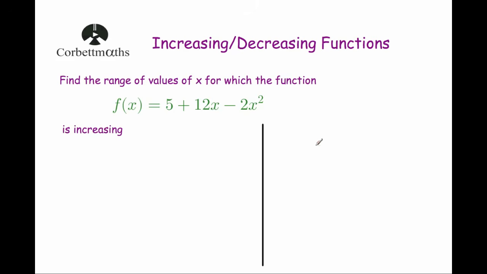The second approach is considering that dy by dx is positive, that the gradient is positive for an increasing function. So we'll just differentiate it and solve that inequality. First of all, let's consider what the function looks like. It's 5 plus 12x minus 2x squared, so it's a negative x squared. So it's going to be an n-shaped parabola. It's a quadratic, but it's a negative one, so it's going to look something like that.